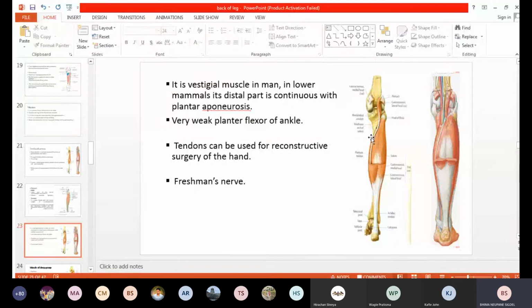So sometimes it is normal that first year MBBS students will confuse this tendon because it is very thin, right? So they will get confused with the nerve. So it has been given the name Freshman's nerve. Okay. So basically first year students will get confused between this tendon and a nerve. So the name of this tendon is the Freshman's nerve.